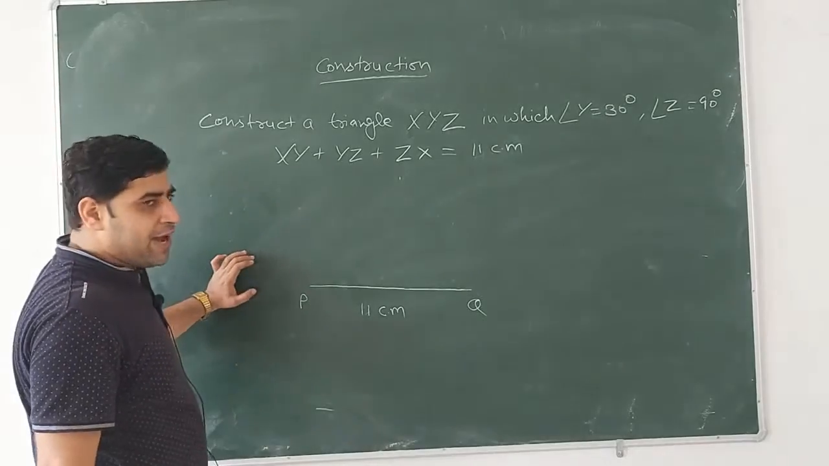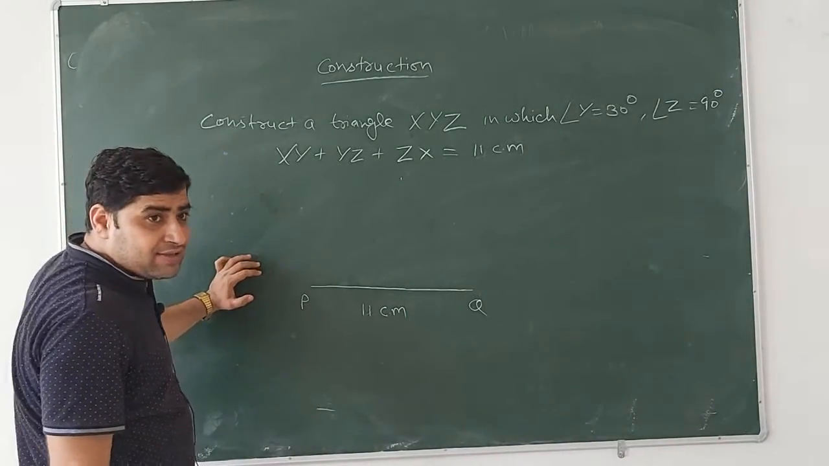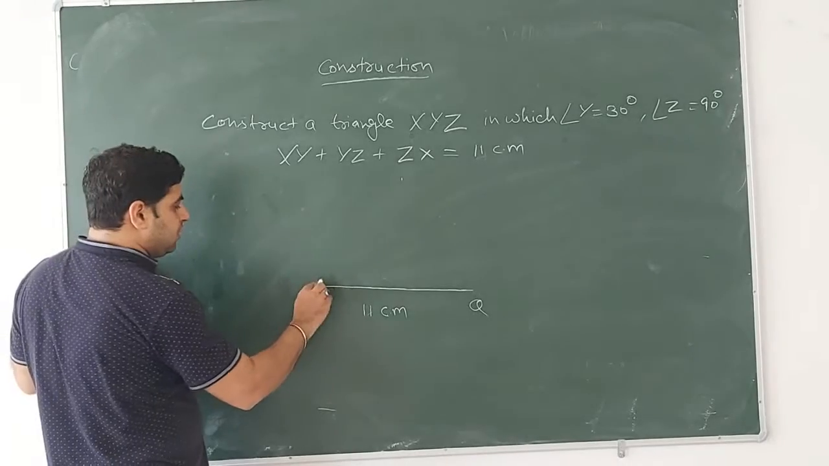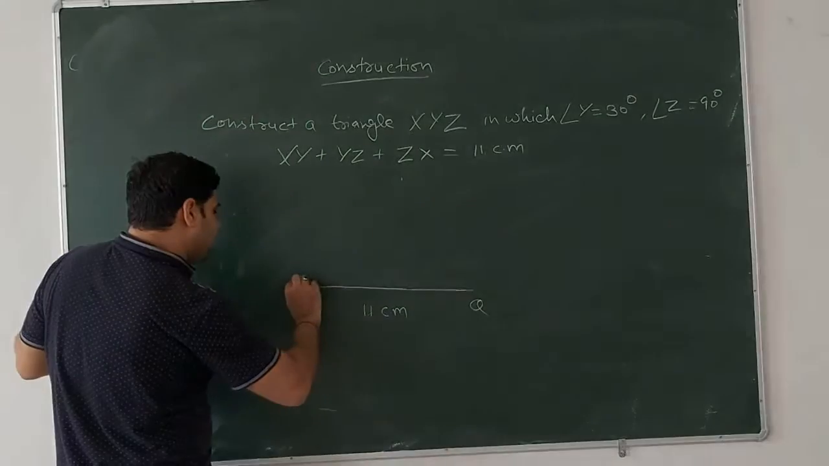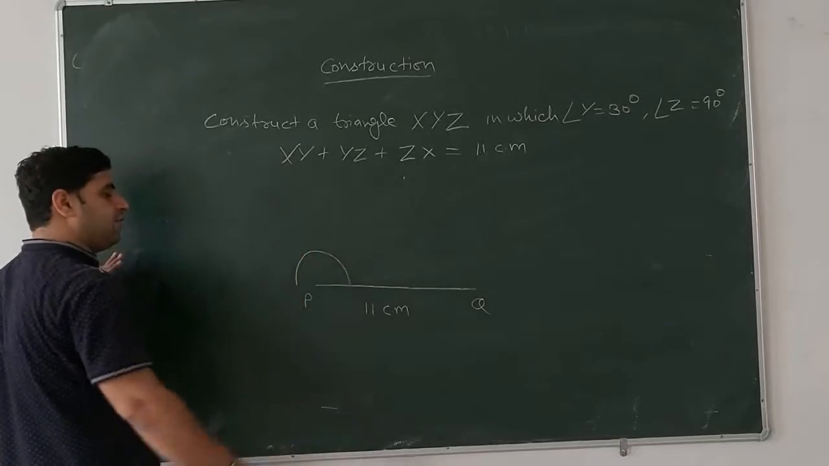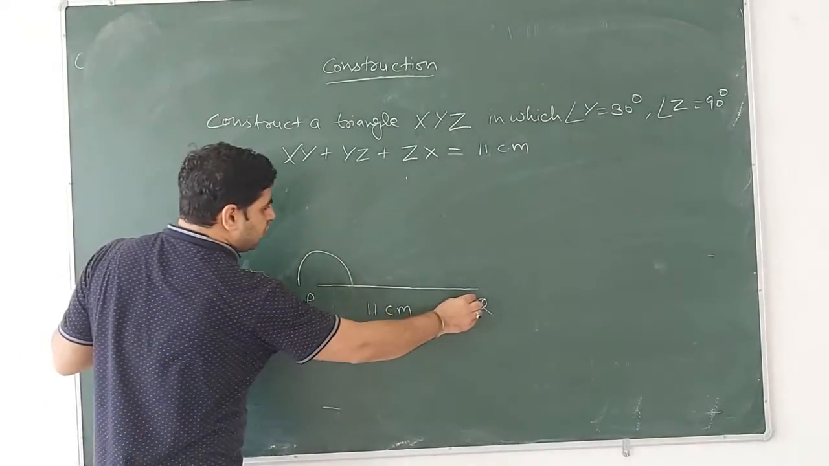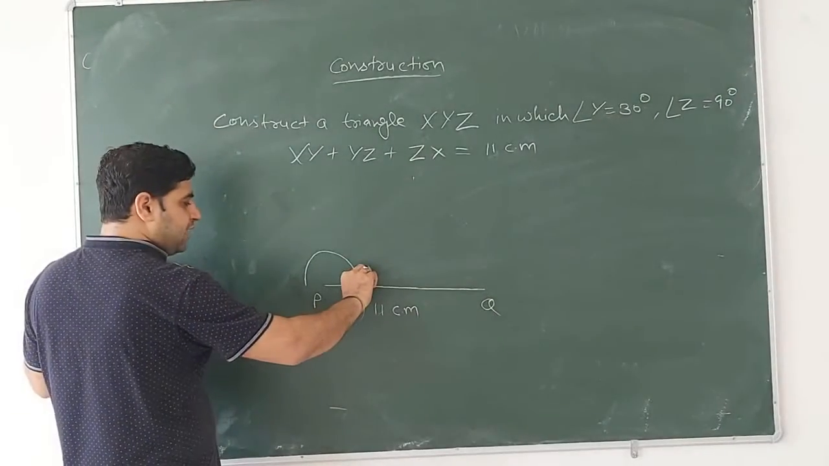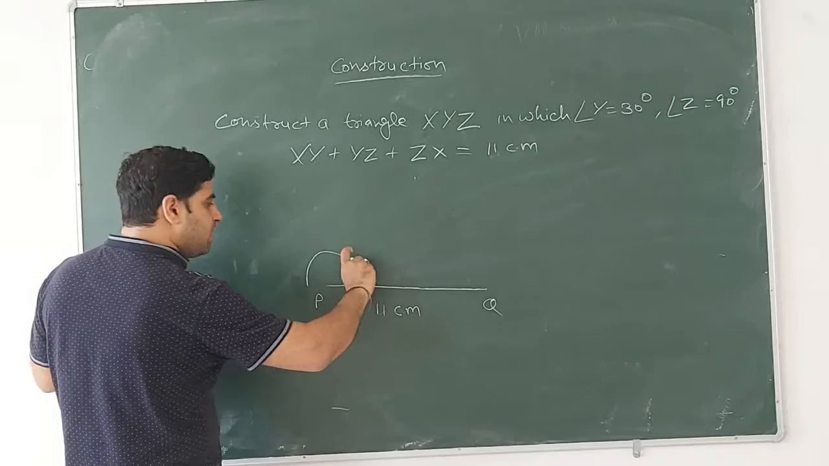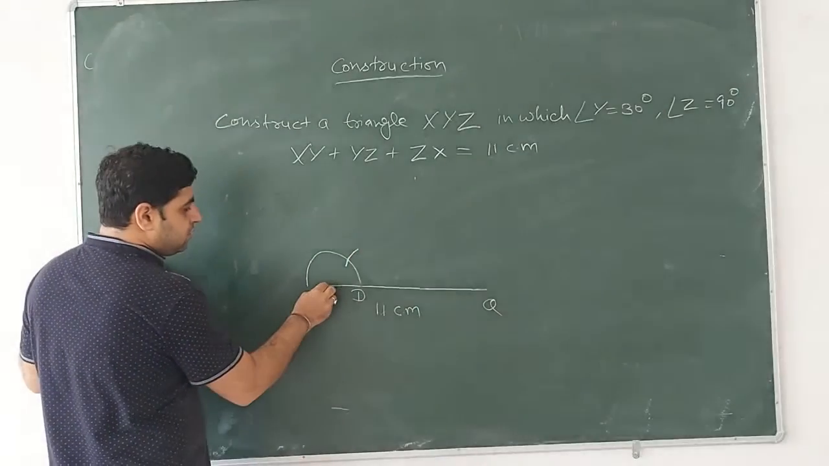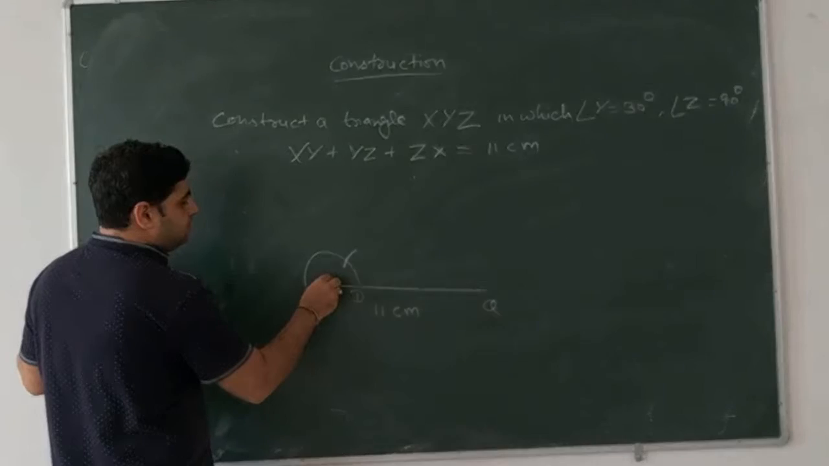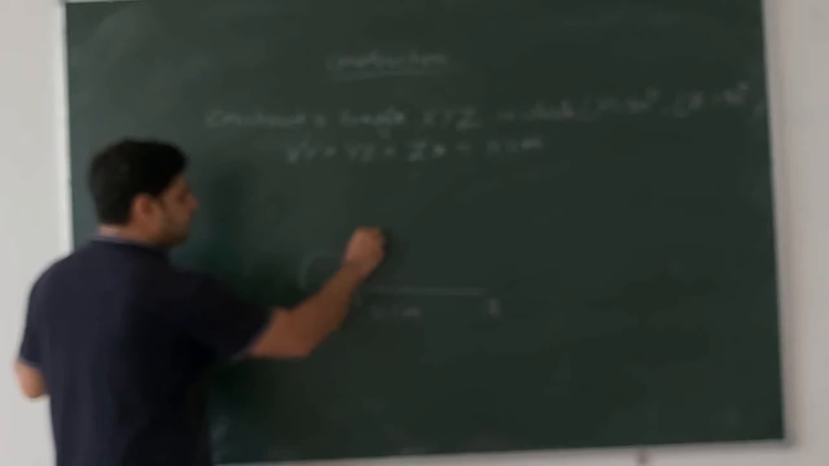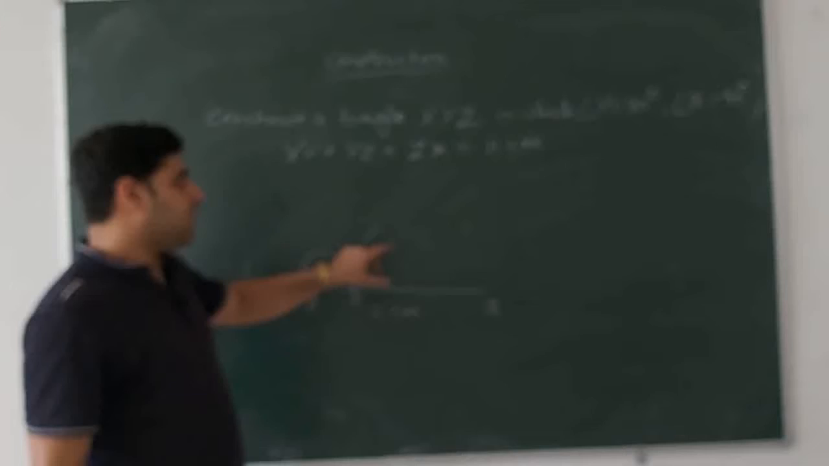The angle is made with the compass and pencil only, not with the pen. So taking P as a center, draw a semicircle which cuts at point D. Taking D as a center, with the same compass opening, cut an arc. This is the angle of 60 degrees. For making the angle of 30 degrees, half of the angle of 60 degrees is 30 degrees.